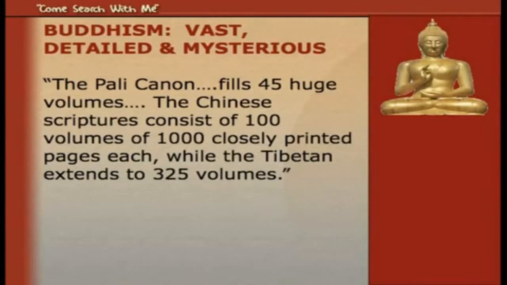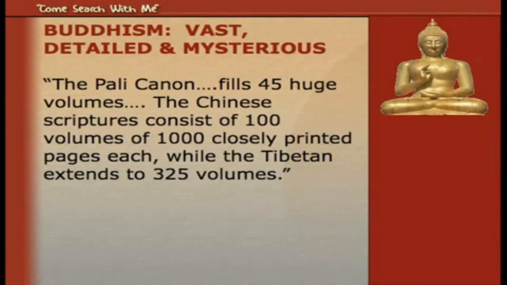Buddhism, 3 features. It's vast, detailed, mysterious. The Pali, which is a language, the original language, the first language in which it was written, contains 45 volumes. The Chinese, 100 volumes of 1,000 printed pages. The Tibetan, 325 volumes. The Pali, which is Indian, Chinese, Tibetan. Put them together, it comes to 470,000 pages.